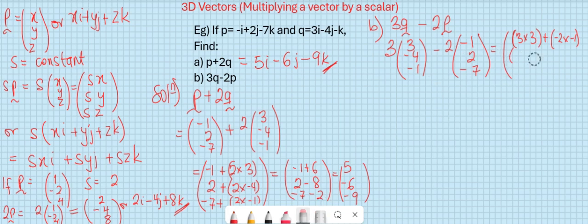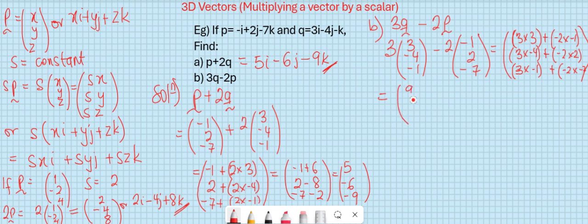Then we have 3 times -4. To be on the safe side, let's write the 3 first, it's commutative. 3 times -4 plus, I'm introducing plus because I am considering this as -2, so plus -2 times -2, and then 3 times -1 plus -2 times -7. Good.